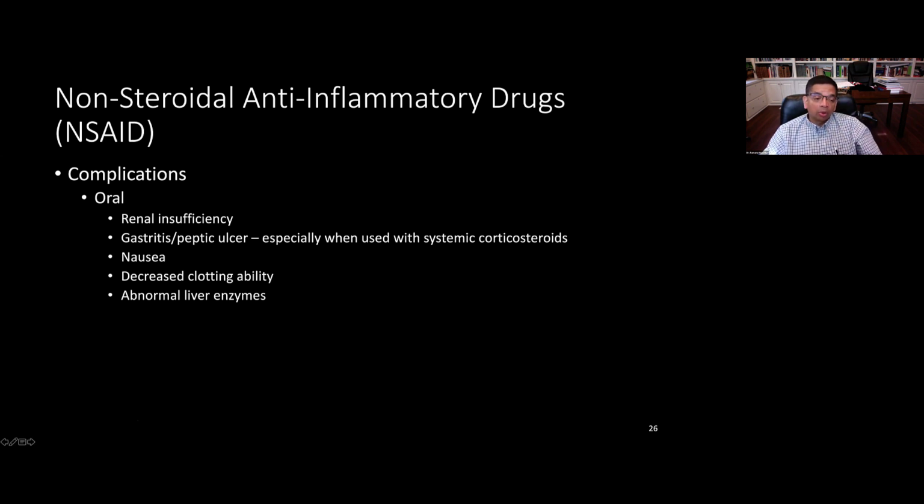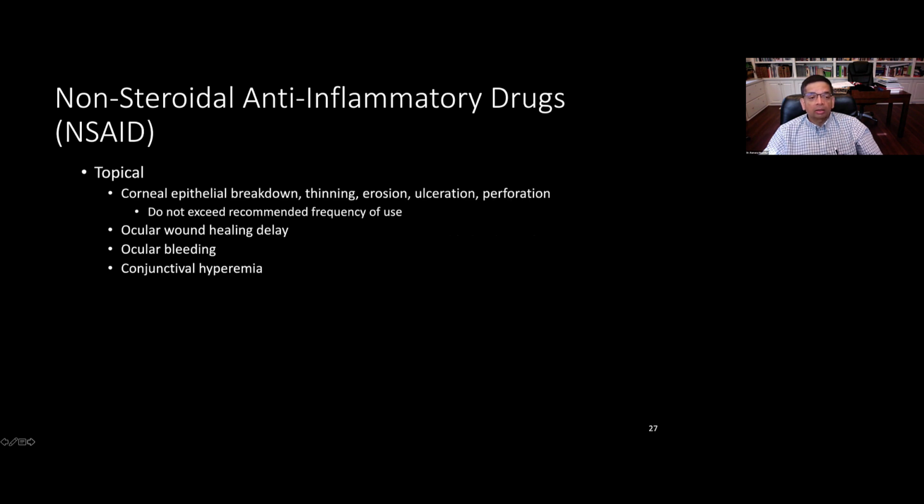So that's very, very important to keep in mind. Occasionally, you may see liver function abnormalities and clotting disorders with these agents. In topical nonsteroidals, you can absolutely see corneal epithelial breakdown and thinning. So some patients are particularly prone to having really severe keratopathy and toxicity from nonsteroidal use. So be careful when you put patients on this. You need to monitor them carefully to make sure they're tolerating it early on.